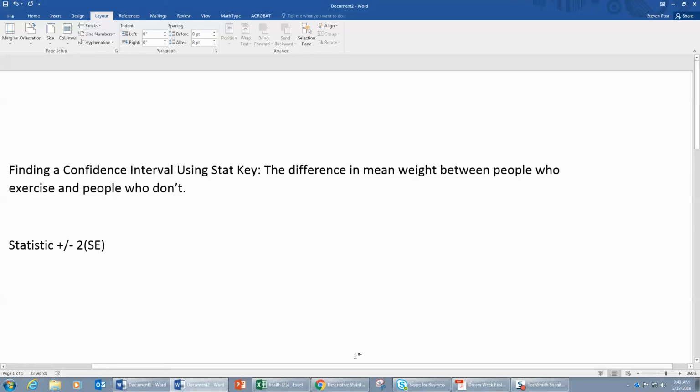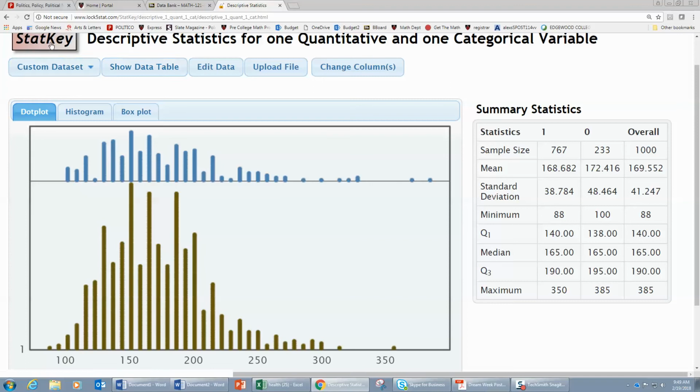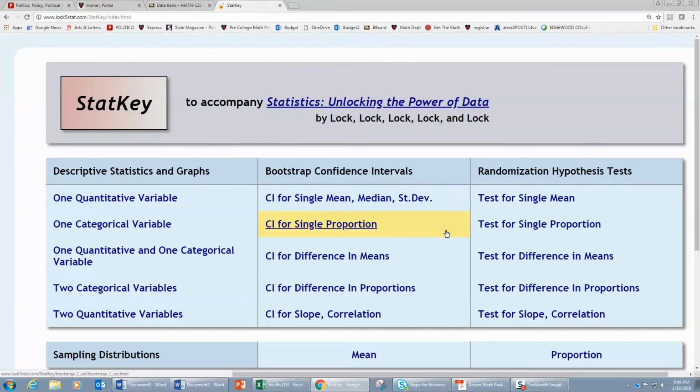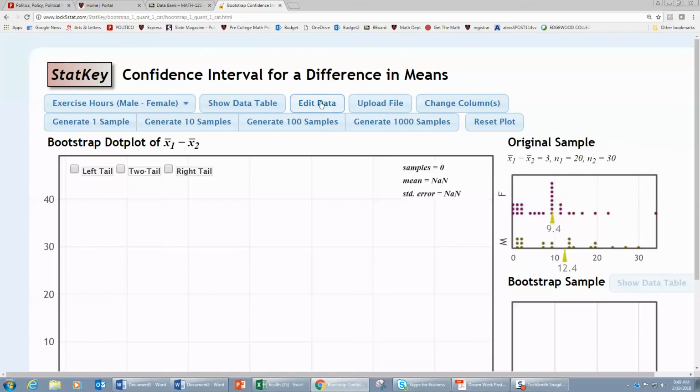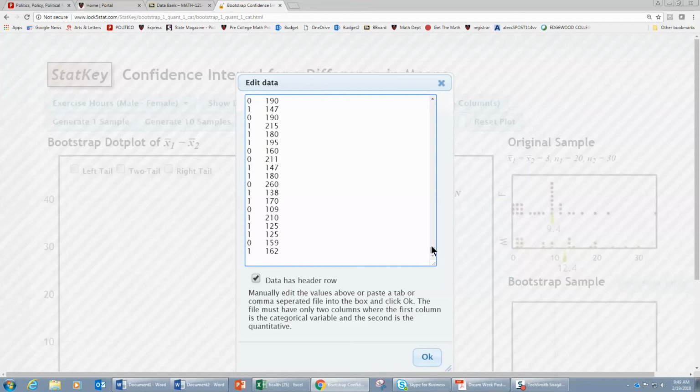To get there, we copy our 2 columns, one with the categorical variable, whether or not they'd exercised, and one with the weight. Then we go to StatKey, and we choose confidence interval for the difference in means. That's what we're interested in. And then we edit the data and put in our data. Scroll up, make sure it came in right. Looks like an extra character got stuck in there. Okay, and hit OK.